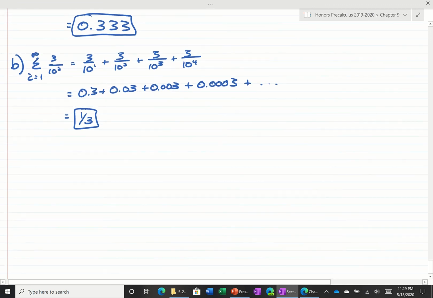All right, so for homework, what I would like you to do is on page 626 to 627, please do numbers 81 to 87 odd and numbers 105 to 111 odd.